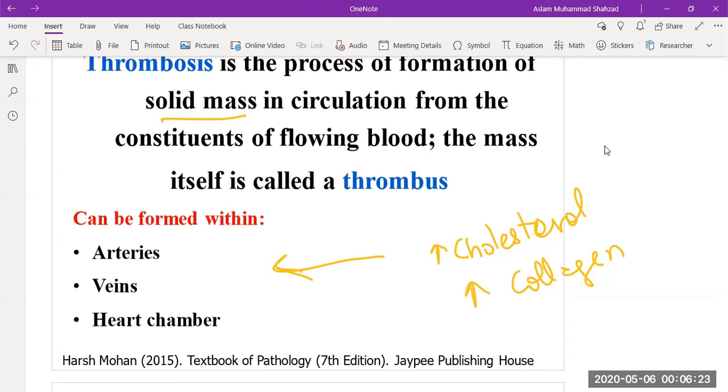And what will be the solid mass? The solid mass usually could be high cholesterol level, or it is mixed with cholesterol and collagen that mix together to make a hard mass, and then that mass may accumulate in arteries or vein or heart chamber.